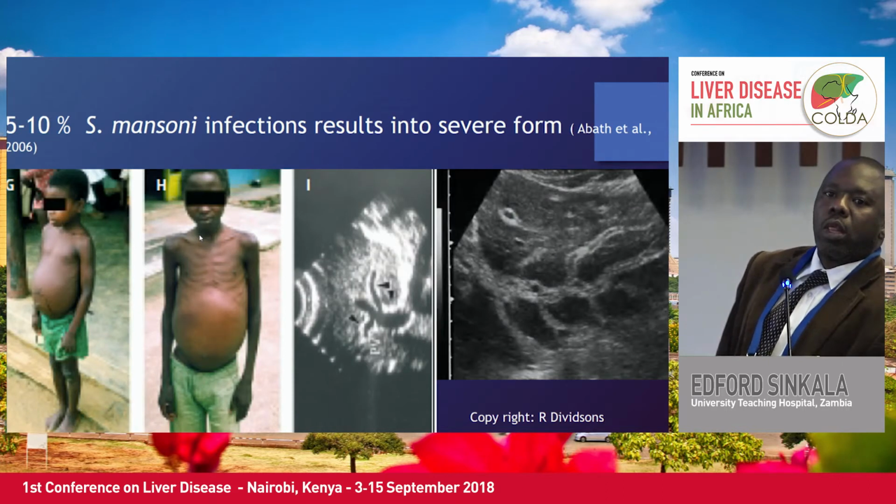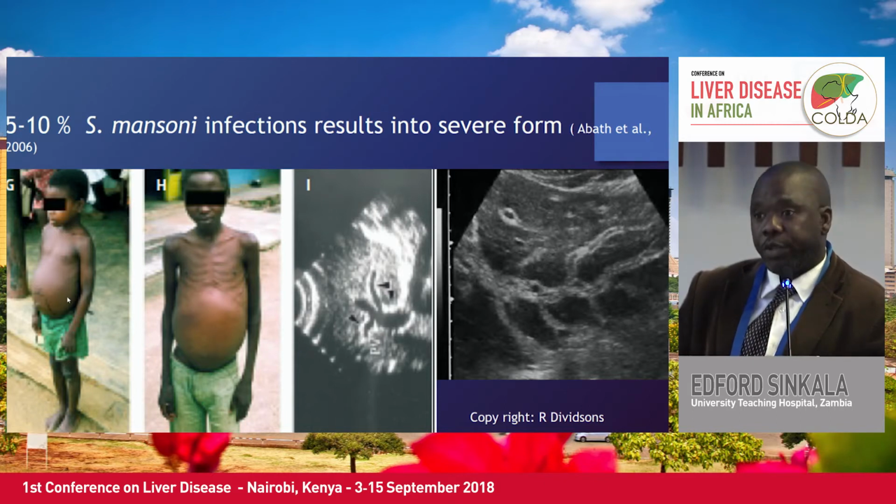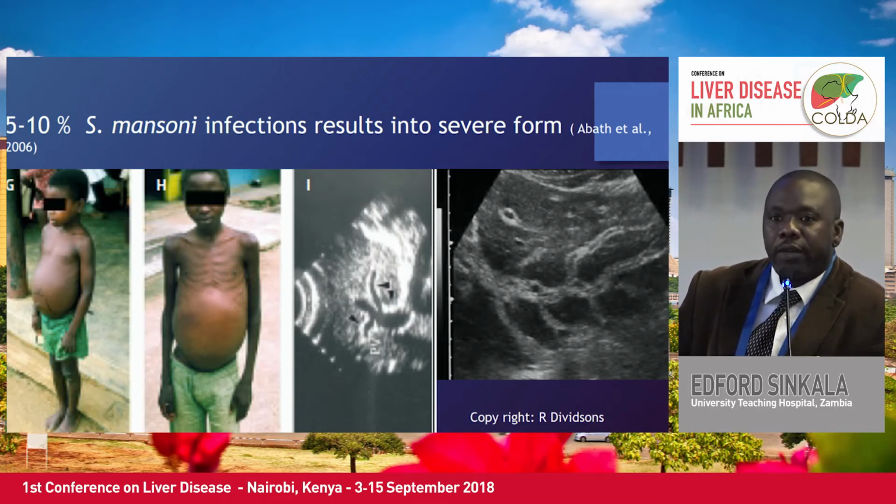Now, most people are actually infected with Schistosoma mansoni, but fortunately, just a handful of people get the severe form of disease. About 5 to 10% will get the severe form, and it may present with hepatosplenomegaly, as you can see there. Sometimes the spleen can be as huge as that. Some patients will present with ascites, although it's not a common presentation, but we have seen in our setup that patients do present with ascites, especially when the disease is quite advanced.